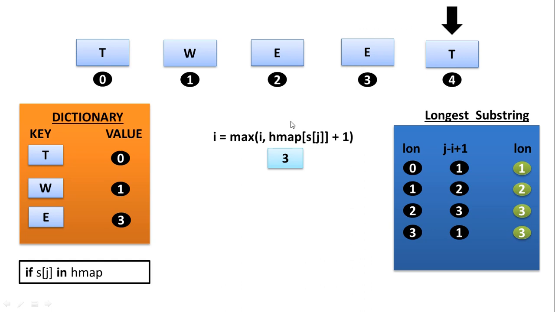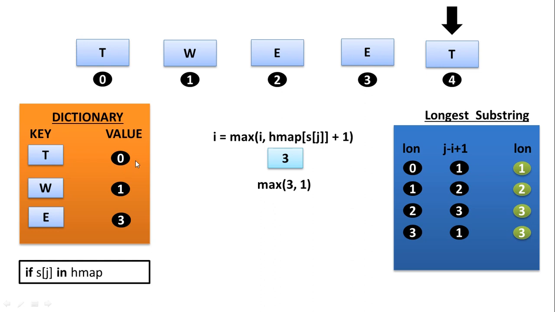And once again, we check, is P present in the dictionary? Yes, P is already present in the dictionary. So this condition evaluates to true. So we move on and make changes to the value of I, wherein we check what's the maximum value between the current value of I, which is 3 at this point of time, and the value associated to the current key in the dictionary, which at this point of time is 0. So as you can see, the value associated to t is 0.